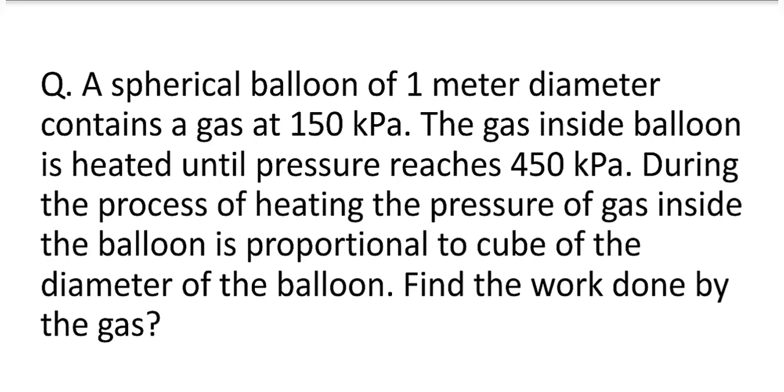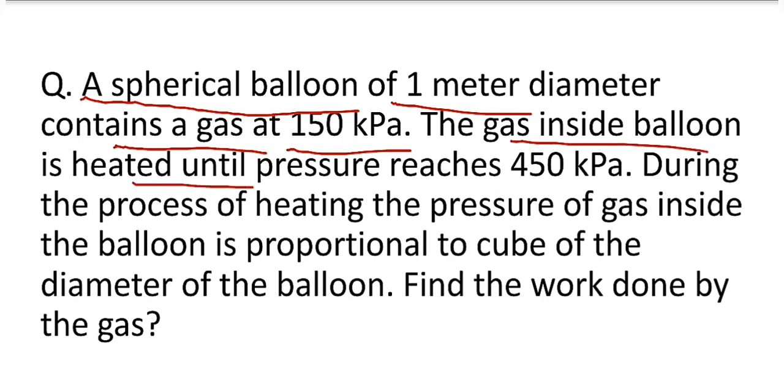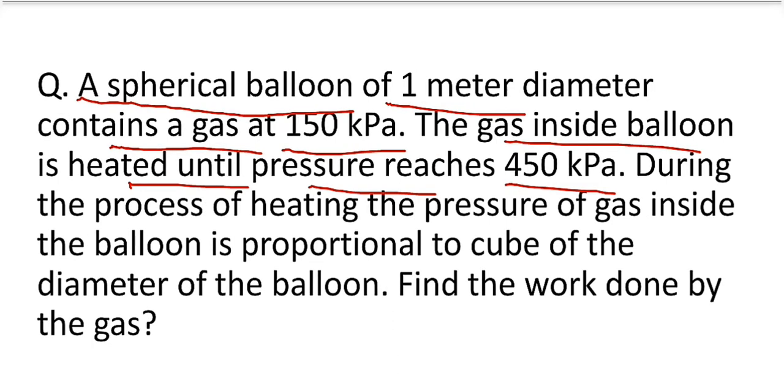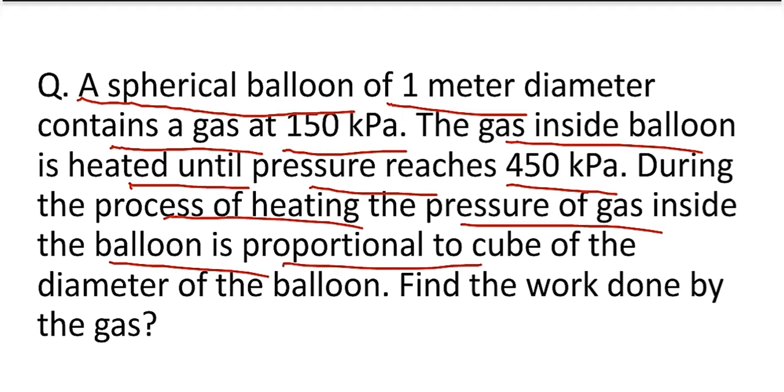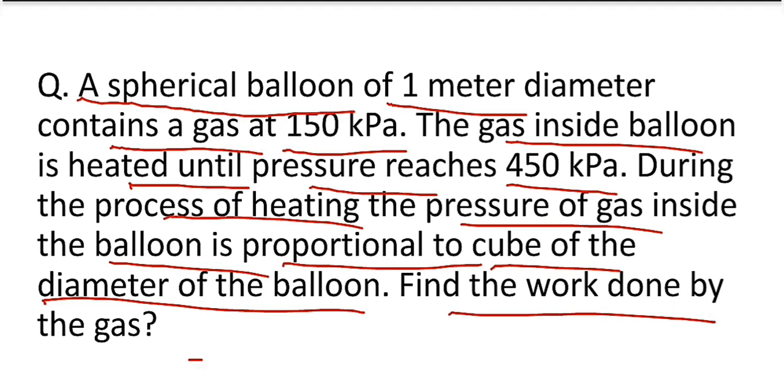Here, first we understand what is given in the question and what we have to find. In the given question, there is a spherical balloon of 1 meter diameter containing gas at an initial pressure of 150 kilopascal. The gas inside the balloon is heated until the pressure reaches 450 kilopascal. During the heating process, the pressure of the gas inside the balloon is proportional to the cube of the diameter of the balloon, and we have to find the final work done by the gas.